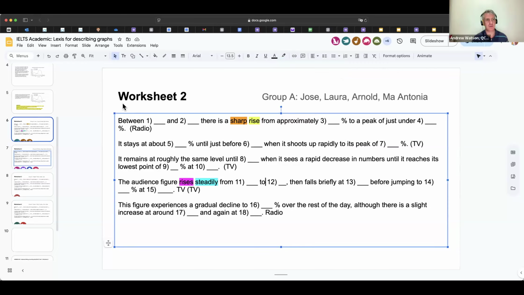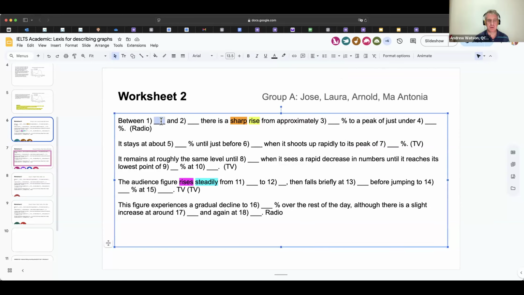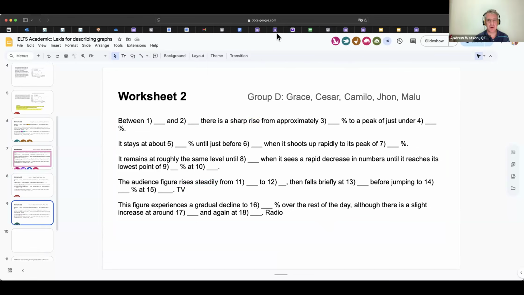Okay, so I'll let you try to complete the numbers, by looking at the graph. I'll put you into breakout rooms now so you can share your ideas.